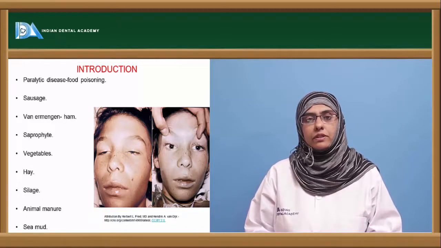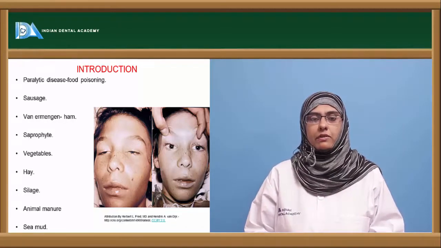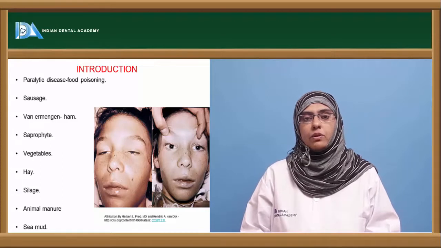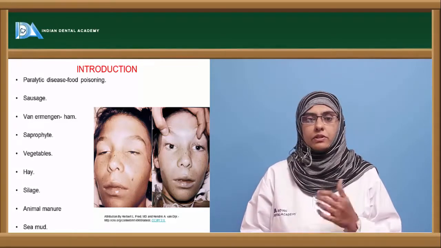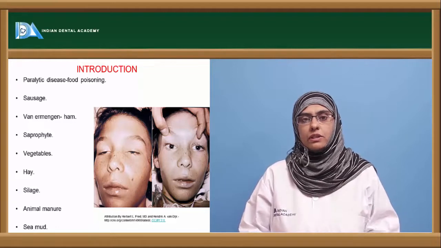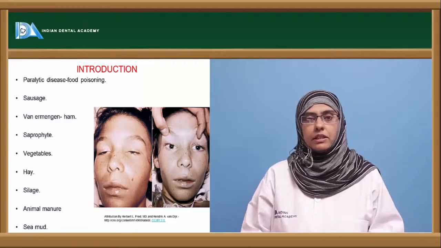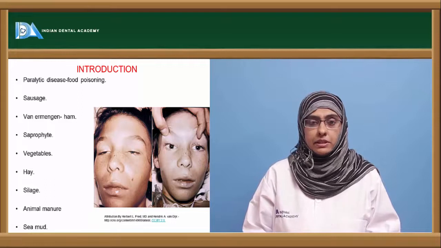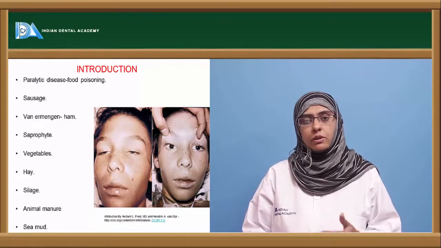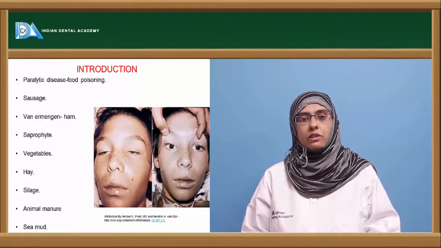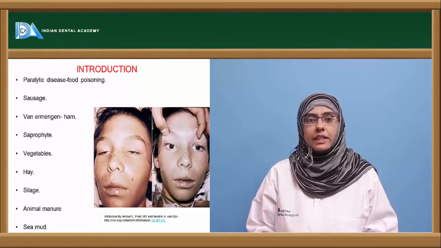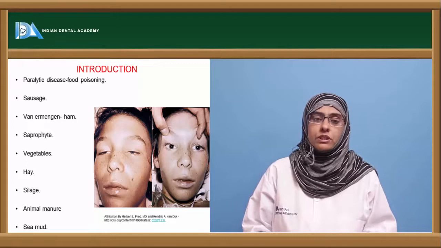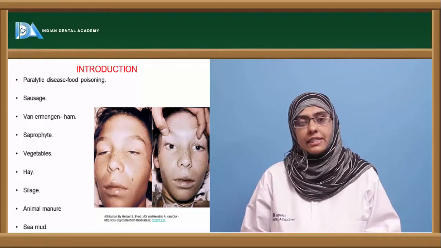The emergence of this disease was by an outbreak that was caused due to infection caused by ham, which was contaminated with the toxin of this particular bacteria. It was first detected by one Van Ermengem, who was able to identify this organism involved in the causation of the disease. This organism is mostly a saprophyte, and can be seen in different sources such as vegetables, hay, silage, sea mud, or animal manures.